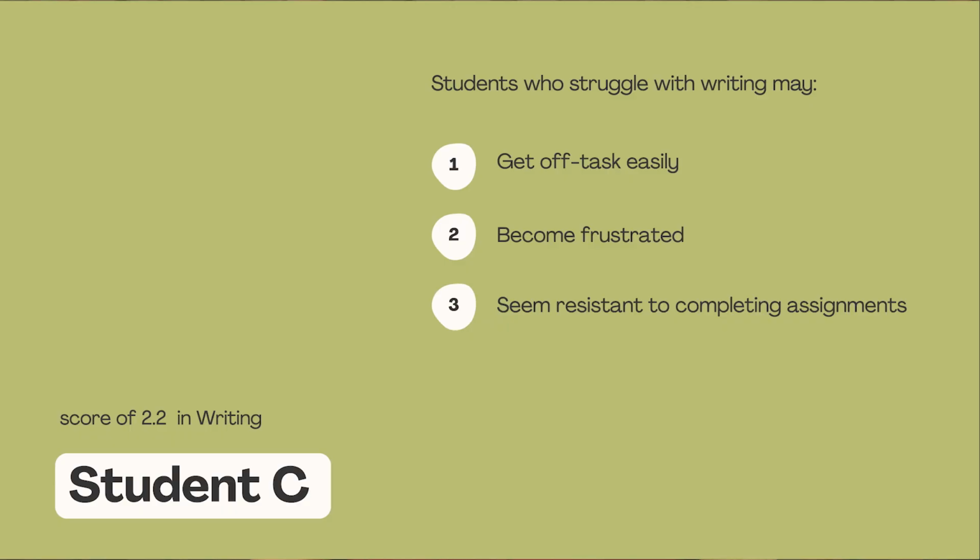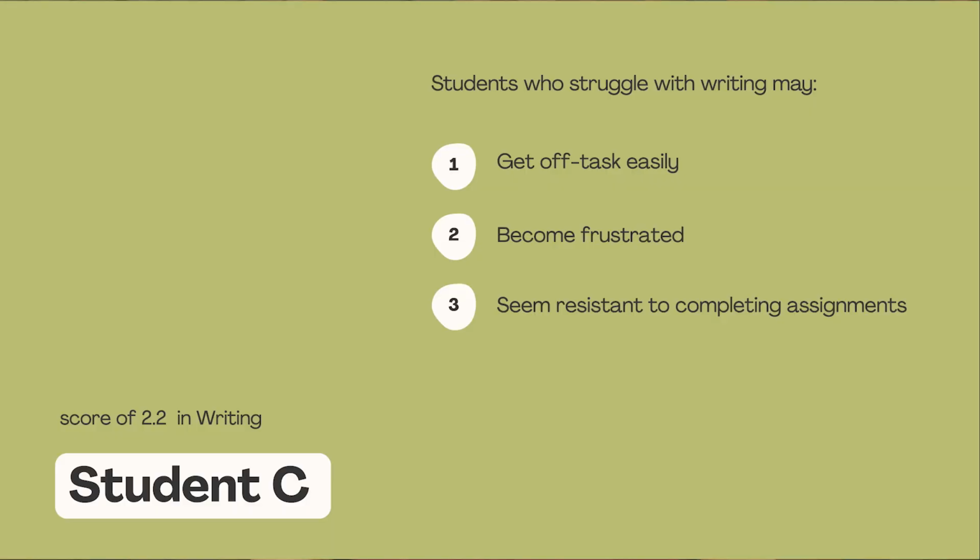Next is the domain of writing, where we often see students struggle. Let's take 2 students who are in the lower half of the proficiency range, meaning they need significant support with writing tasks. Student C has a score of 2.2 and can produce more independent writing, but still needs help getting started and building stamina for longer pieces.